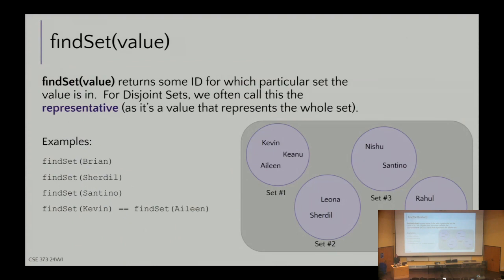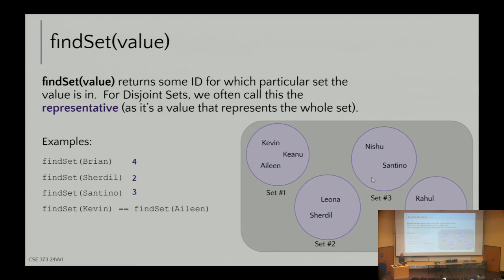So, find set. This is a little bit of what I'm talking about with the representative. The gray thing is the disjoint set. We have 4 separate internal sets. If I want to call find set of Brian, what it means is look through all of these individual names, and I see Brian exists over here, which means Brian exists within set number 4. If I want to look for Sherdil, I look through all these things and I find here's Sherdil. Sherdil lives inside set number 2. If I want to find Santino, Santino lives over here. He happens to be in set number 3.